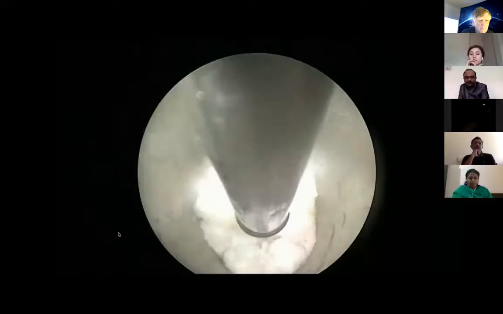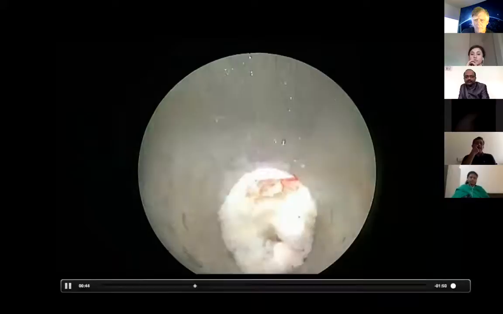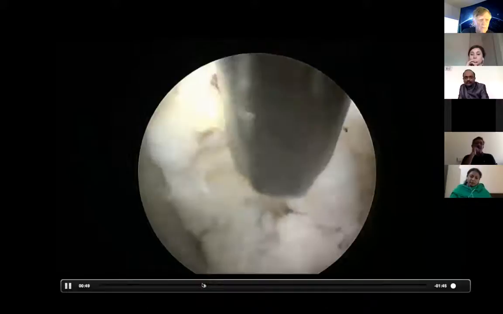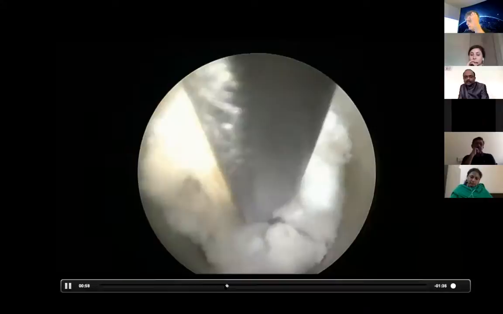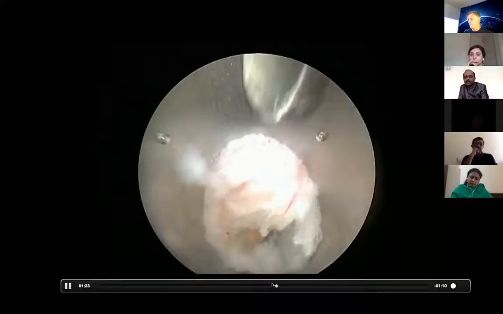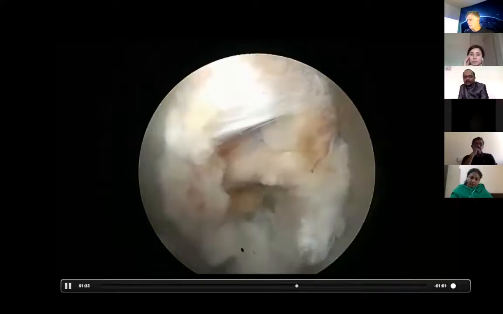So this is the radio frequency ablator I was mentioning. I think you have started to see the PLL now. The epidural fat is seen now. This is the scissor which cuts the posterior longitudinal ligament. So at the end, you are seeing the nerve root free of compression.